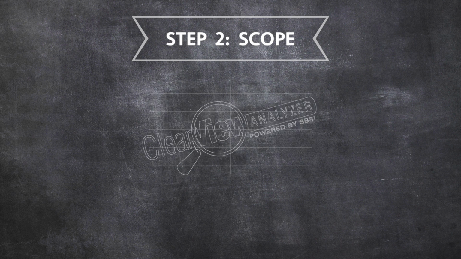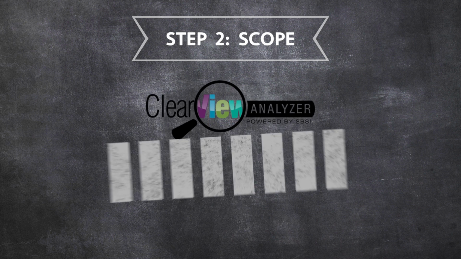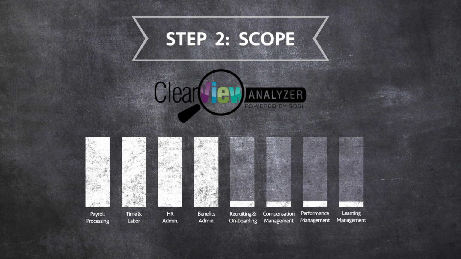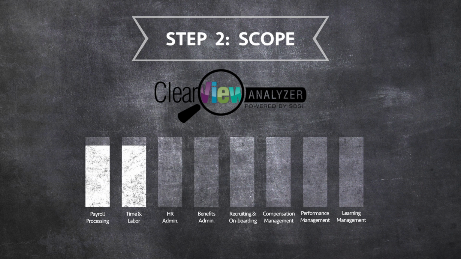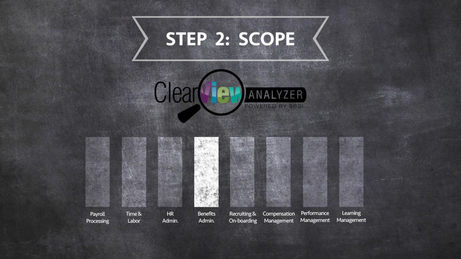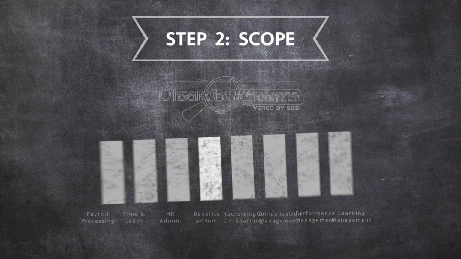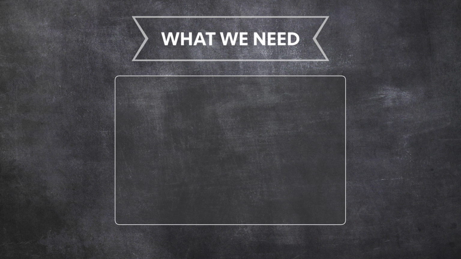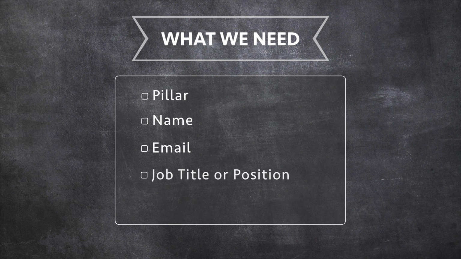The second logical step is to determine the scope of the project. The Clearview Analyzer has the ability to configure the HCM study, including a single pillar, all pillars, or any combination of pillars. For example, we could do a study that simply looks at payroll and time and labor. We could do a study on a single pillar, such as benefits administration. We configure the analyzer according to your direction on how you wish to approach the evaluation. In order to set up the study, we simply need an email that provides the following information: pillar, name, email, job title or position, and which surveys they need access to.